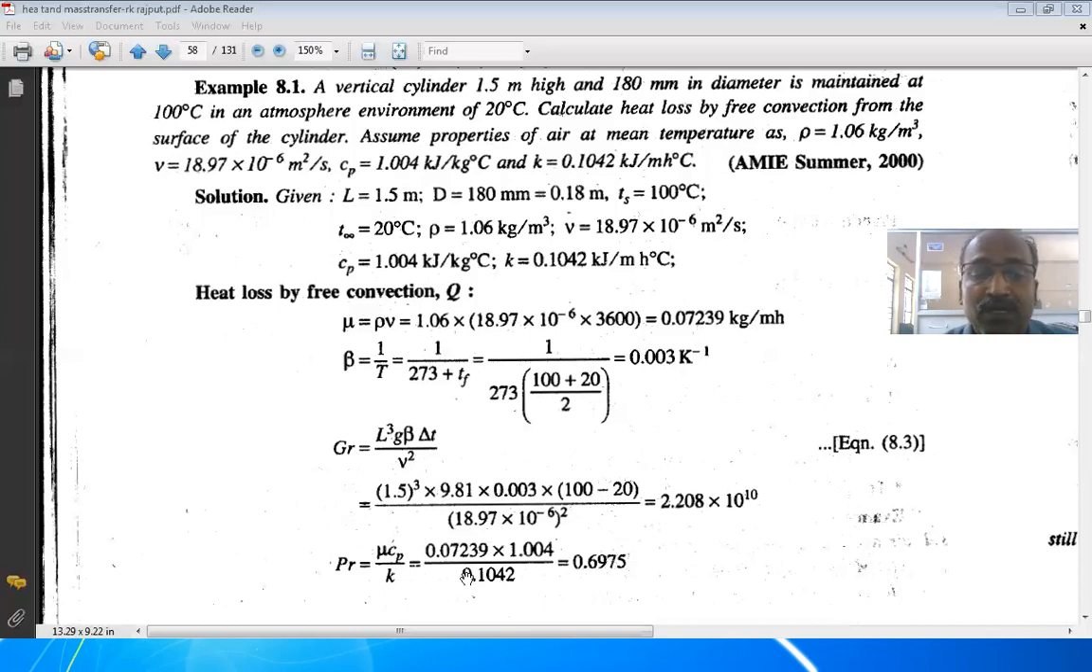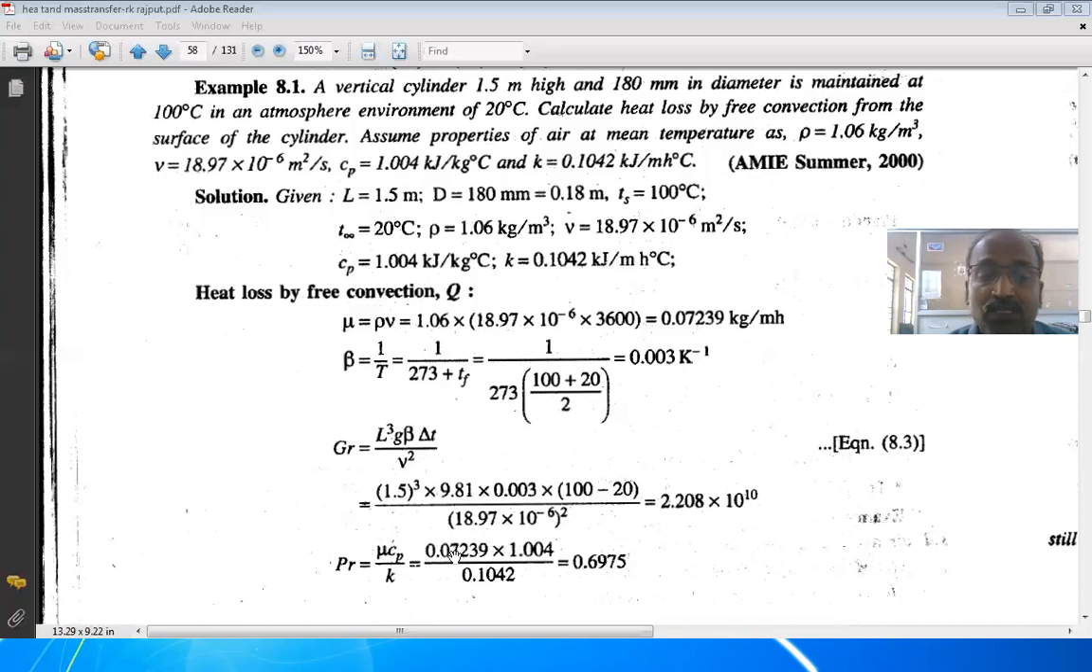Then we have to go for Prandtl's number. So Prandtl number is mu Cp by K. Again, this equation is available in the data book, but you have to check it and find the place where it appears in the data book. That is very, very important. Don't search in the examination.